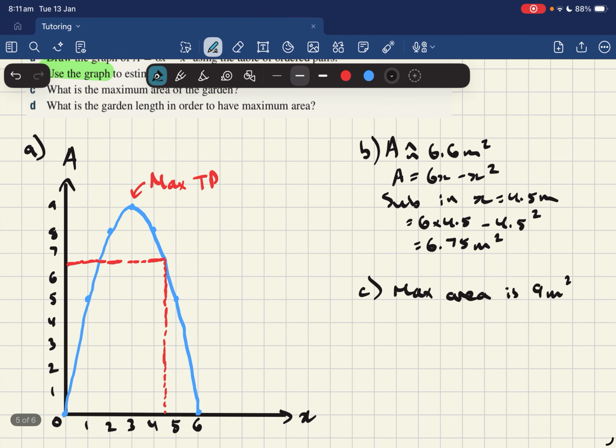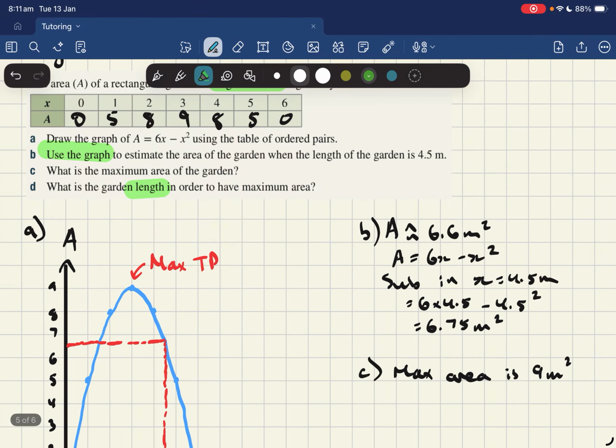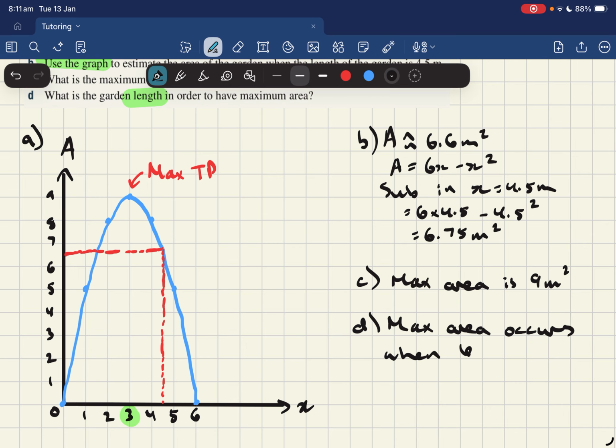And last part, it's saying, what is the garden length in order to have the maximum area? That is talking about the length. Now, the length is the x values here. So the length that produces the maximum area is a length of 3 meters. So we can say that the maximum area occurs when x equals 3, when length is 3.